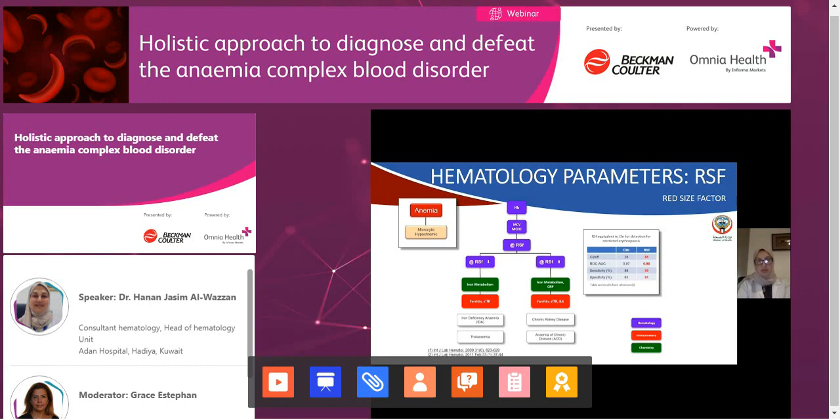So in macrocytic anemia, we will do the red size factor. If the red size factor is low, it means that the size is low, so we'll do the iron metabolism with serum ferritin and the serum transferrin receptor index. This is iron deficiency anemia. And if the RSF is high and the ferritin is normal or high, with high ILS, low serum transferrin receptor, then it is anemia of chronic inflammation or anemia of renal impairment.